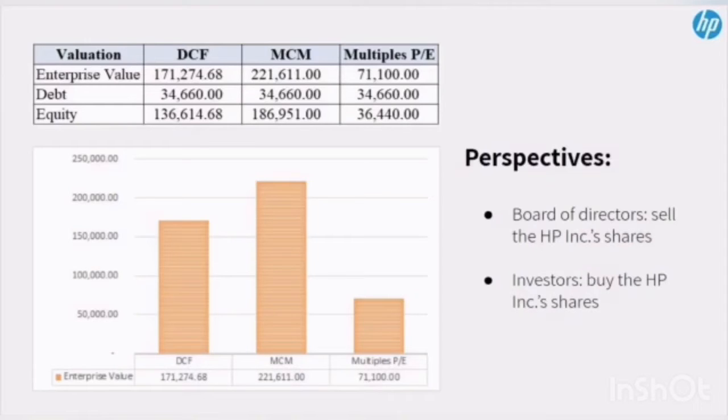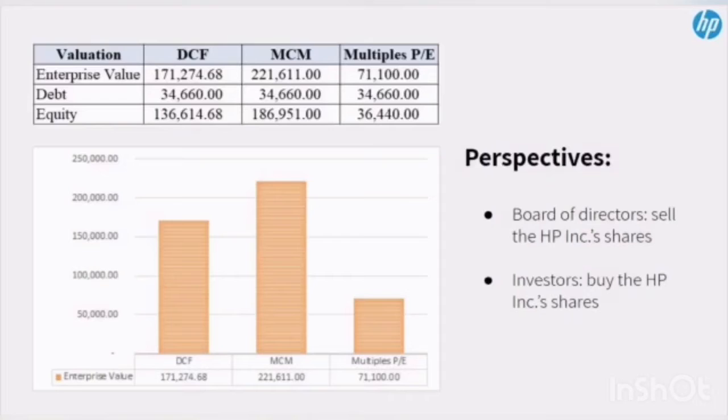The last method is the multiple PE, price on earning, which is the weighted average of the multiples in the market. Then we multiply the earning of the company times the market PE multiple to obtain the market capitalization equity. Based on multiples, investors have to pay for company share at least $36,440,000.